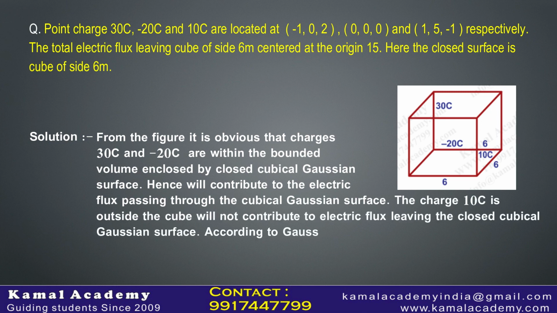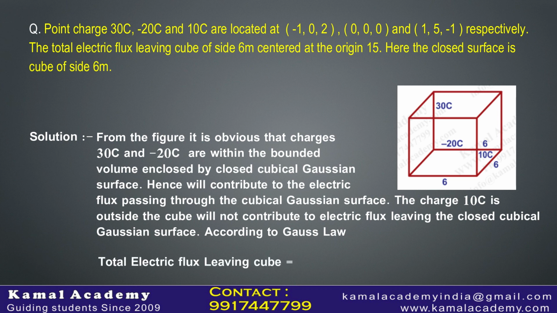Hence the electric flux passing through the closed cubical Gaussian surface is only due to the net charge present in the bounded volume, which is evaluated as 10 coulomb. On the other hand, the charge of plus 10 coulomb which is outside the cubical Gaussian surface will not contribute to any electric flux leaving the cubical Gaussian surface.